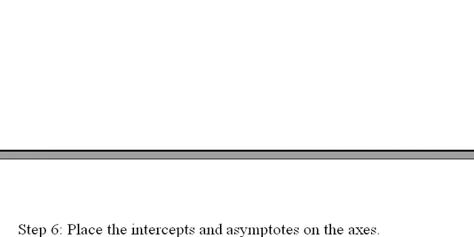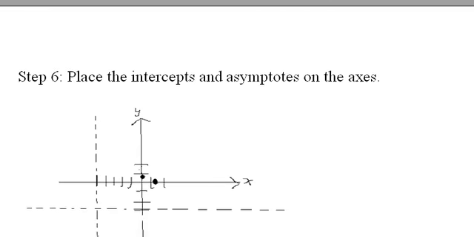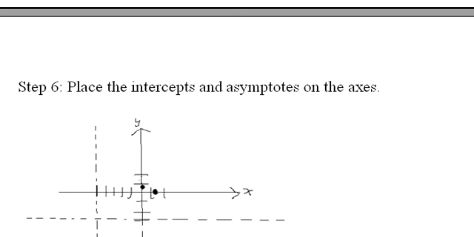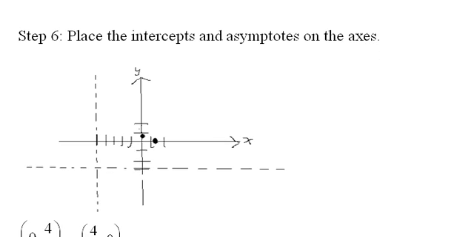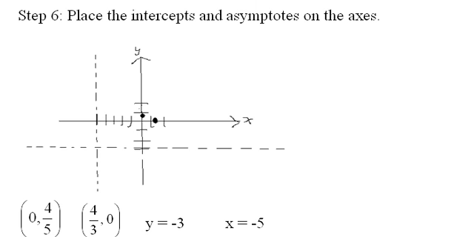Let's keep going here. Now we want to place our intercepts and asymptotes on the axis here. Let me get this more centered. Okay, here's our y-intercept, and then over here we have our x-intercept, and then we have our horizontal asymptote here and our vertical asymptote here. And we kind of get an idea of how this thing is going to graph.